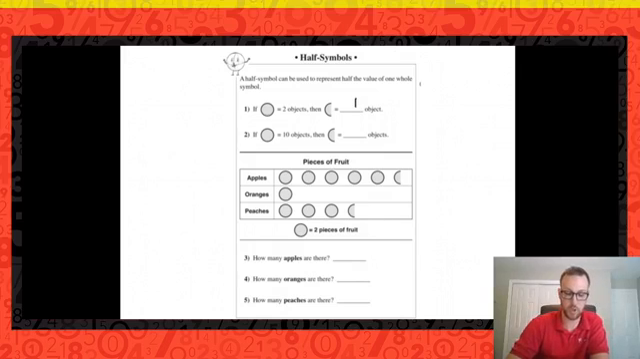Okay, so for number 2, if one whole circle equals 10 objects, then how much does a half a circle represent? What is half of 10? It's 5. Good job. All right, so a little bit of practice there, thinking about half of symbols.